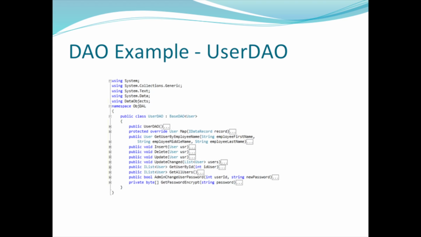Some of them might look a little funny here, like the user map. We're getting back an iData record. The iData record is just the object that we get back from the query. Things like this will let us then map it back to that user like I just described.